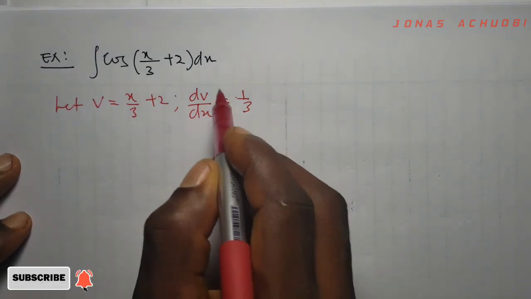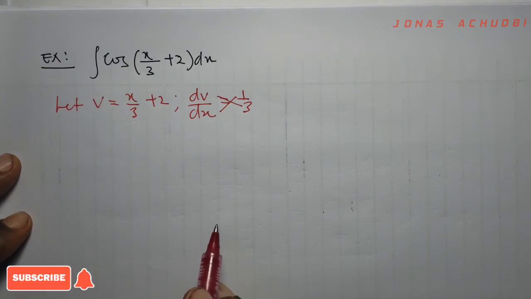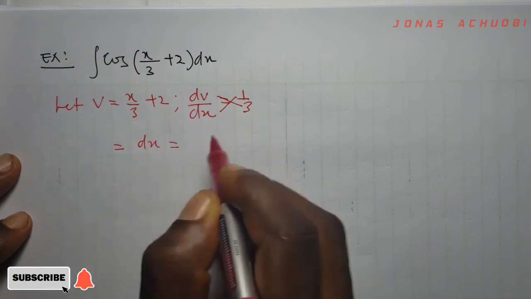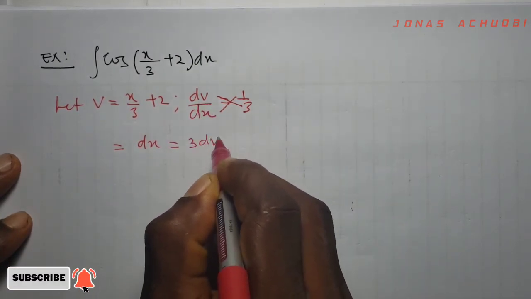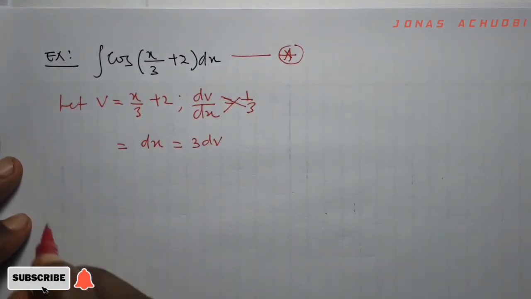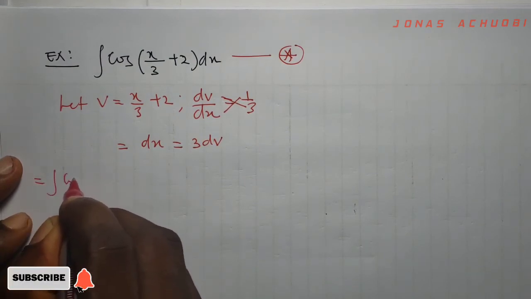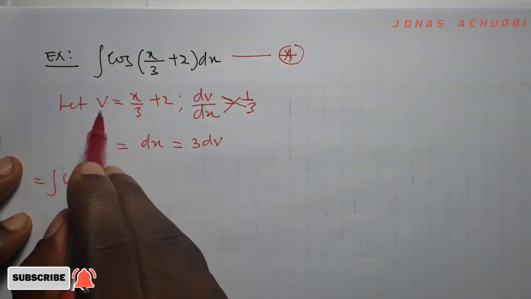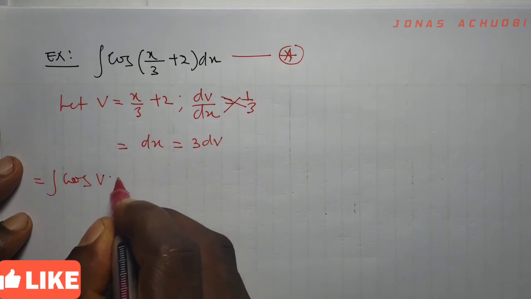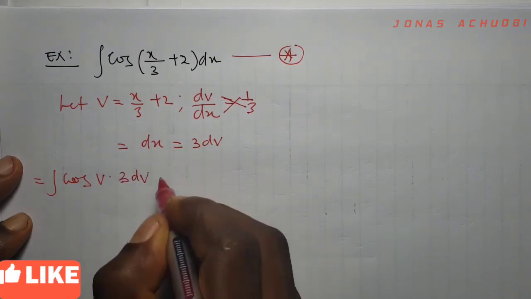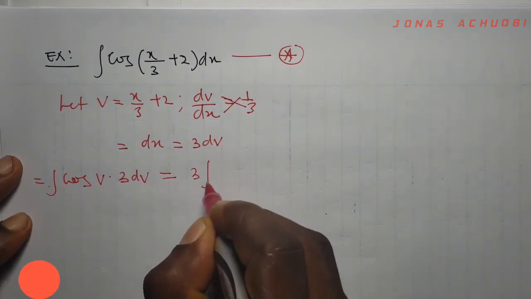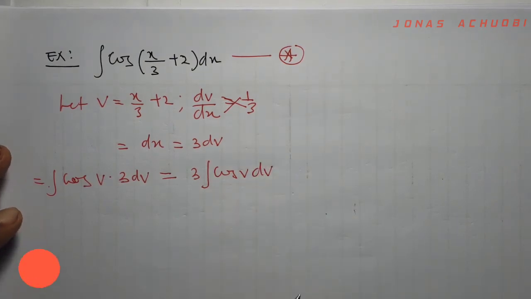Like we did before, you now make x the subject of this equation. So dx times 1 is dx, equal to dv times 3, which is 3 dv. So our original integral now becomes the integral of cos v, since x over 3 plus 2 is now v, and dx is now 3 dv. So this is equal to, 3 is a constant, I can take it out of the integral sign. I have 3 times the integral of cos v with respect to v.